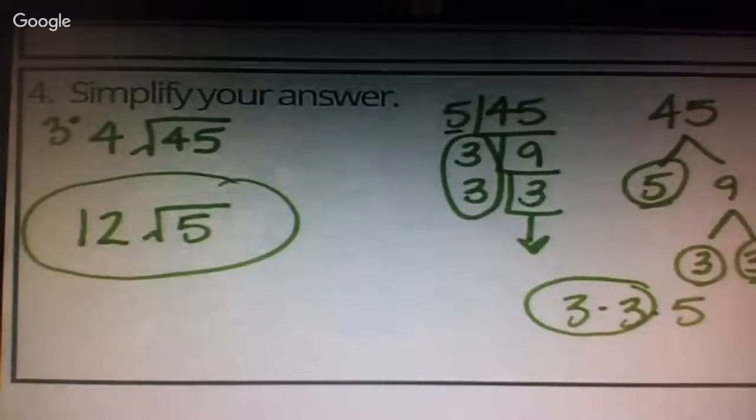But they'll never give you a negative underneath the square root because you cannot take the square root of a negative number. That's why when we did the discriminant and you found out a negative number, that it was two imaginary solutions, because you can't take the square root of a negative.